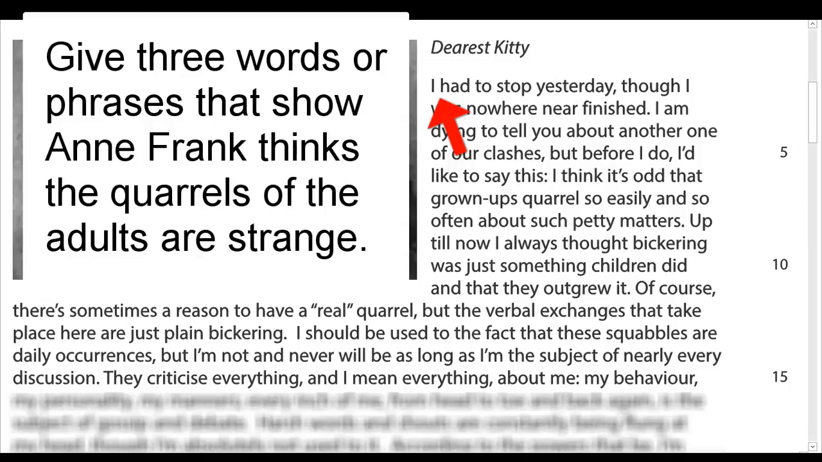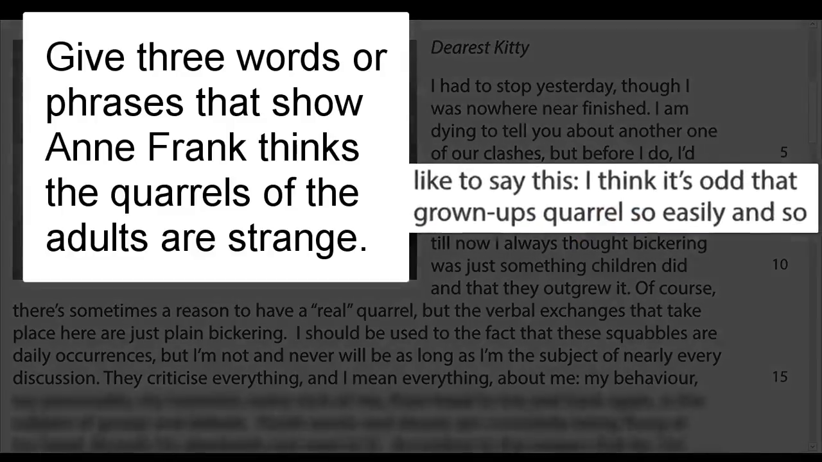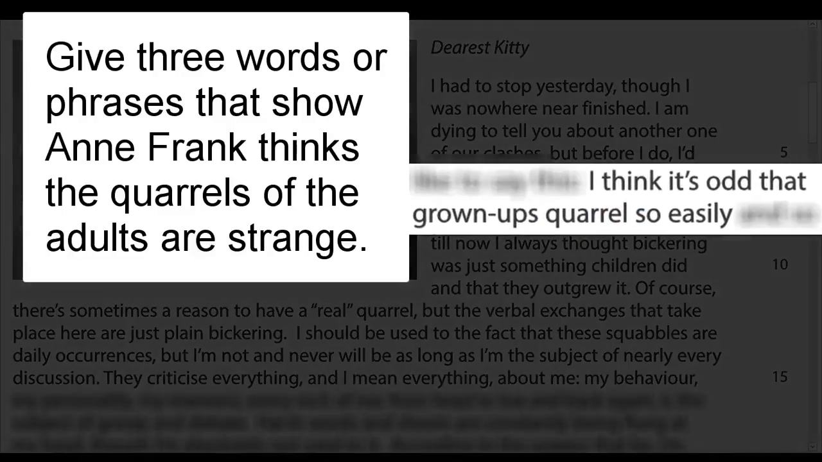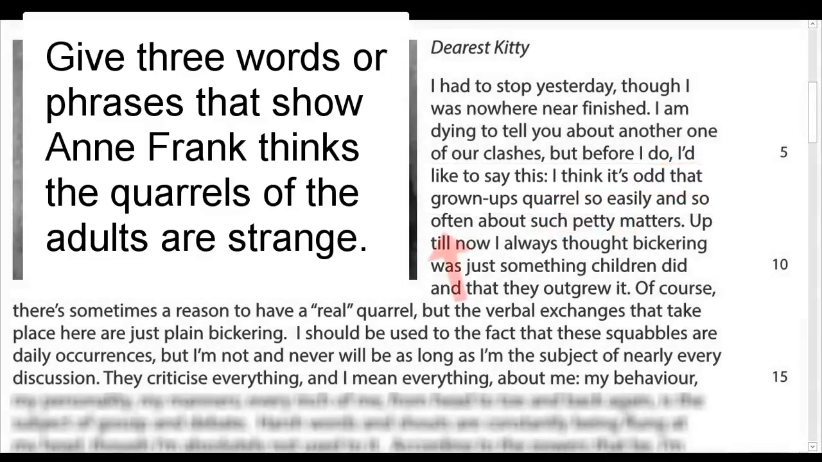So let's begin scanning across this text, and then we get to line 6 and we read, "I think it's odd that grown-ups quarrel so easily." That would be an acceptable phrase to use. She uses the word quarrel and she's saying that she thinks it's odd. Okay, so let's continue scanning.